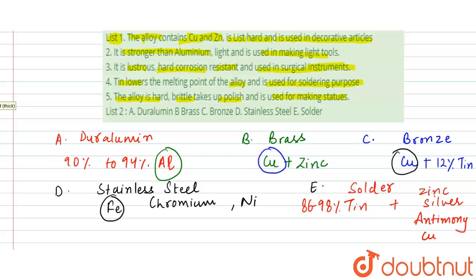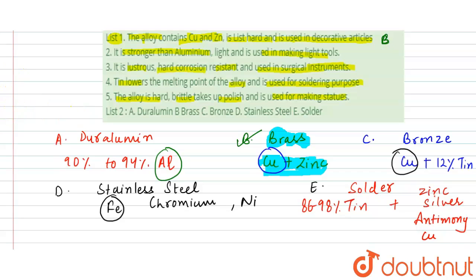So our first statement is: the alloy contains copper and zinc, is less hard, and is used in decorative articles. That will be brass, as we know that it is mainly an alloy of copper and zinc only, no other elements. And it is also used in decorative articles. So for the first we have the answer B.